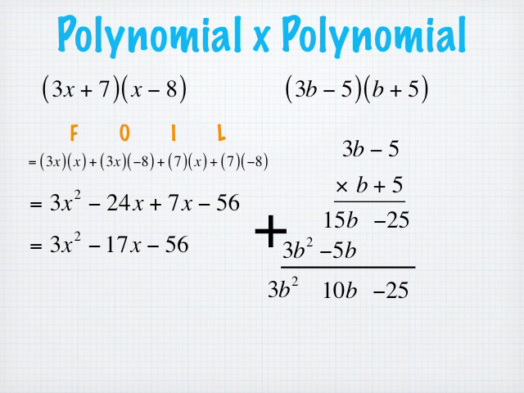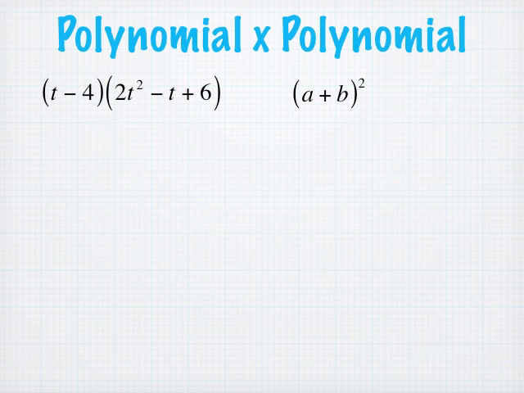I can't leave it like that. I need plus and minus signs in between my terms. Since nothing's there, I'll put a plus. So I have 3b squared plus 10b minus 25. Exactly the same thing I would have gotten if I'd done FOIL. It's just a different way. Okay, let's do these two.